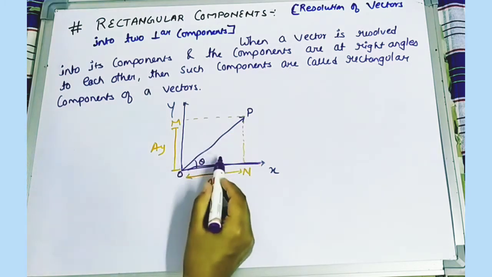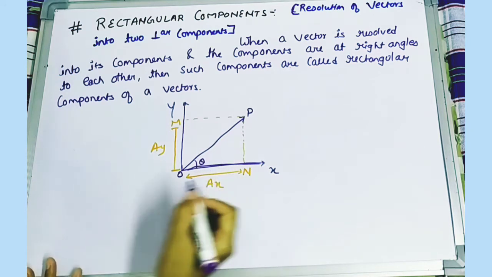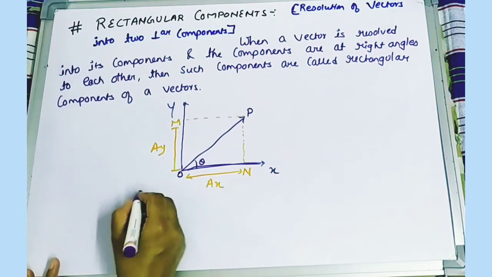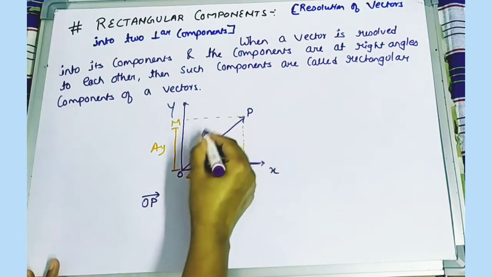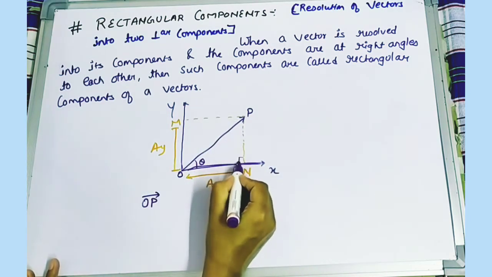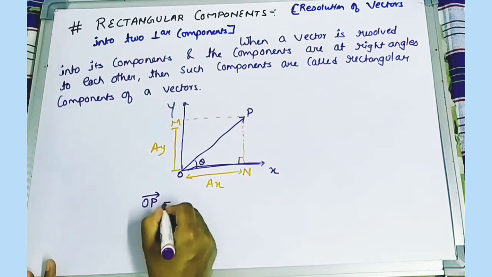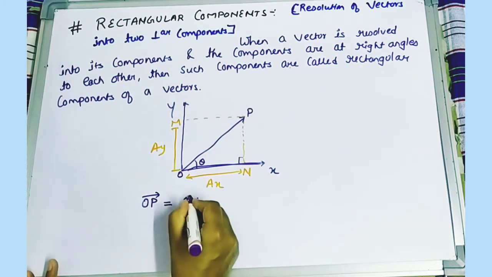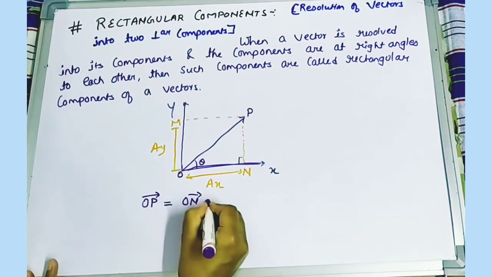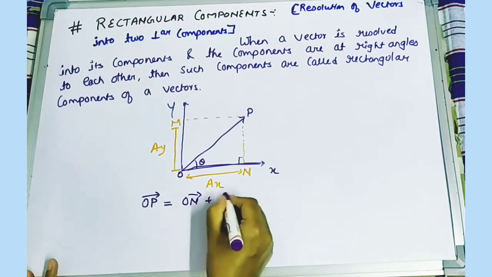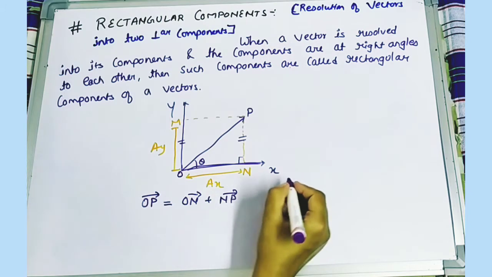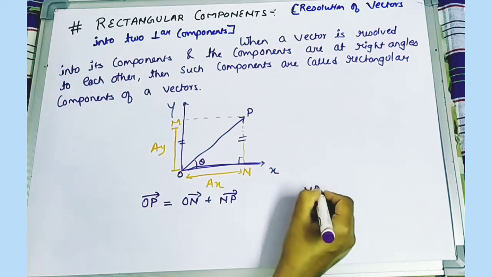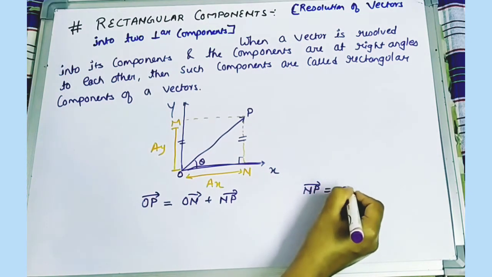If you see here, it is forming a triangle. So according to the triangle law of vector addition, OP vector is the resolution. If this is theta, then this will be 90 degrees. So I can say OP is equal to ON plus NP. If you see here, this side is equal to this side, so I can say NP vector is equal to OM vector, right?